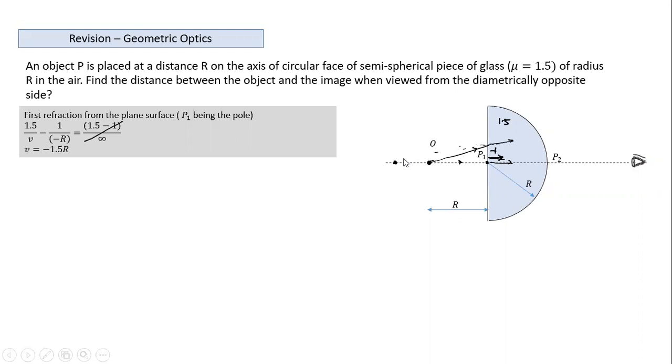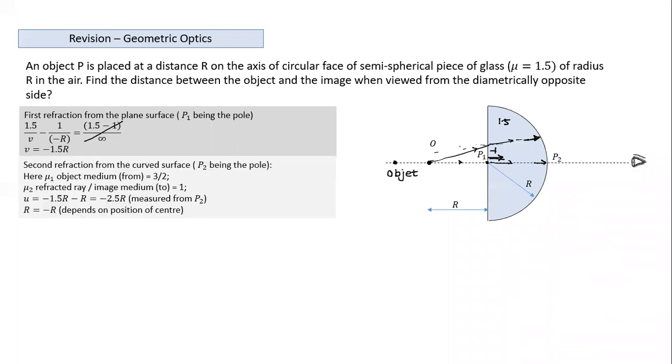Now these two rays after refraction become the incident rays for the second refraction. As far as this spherical surface is concerned, the only thing relevant is the intersection point of the rays which are incident on it. This is the intersection point. For this spherical surface, this is the object. So the image formed after the first refraction becomes the object here.